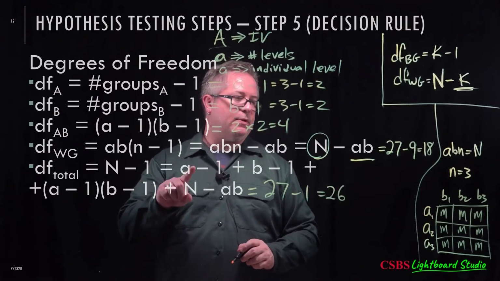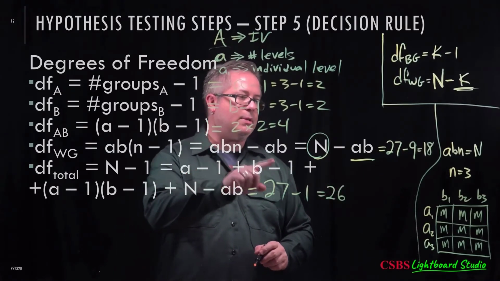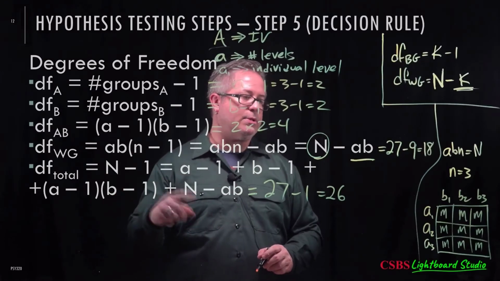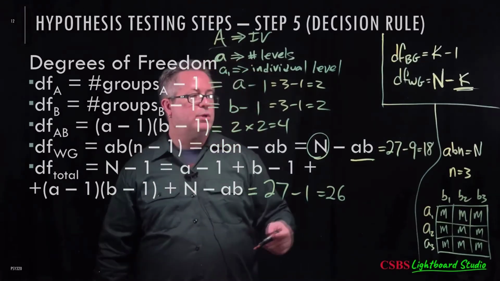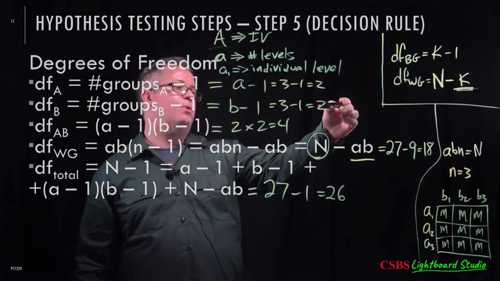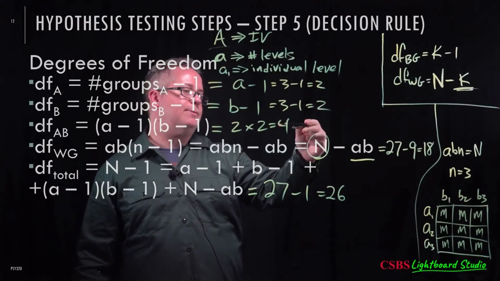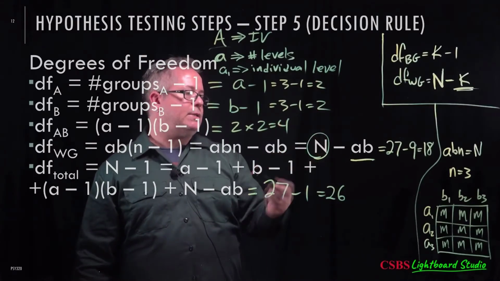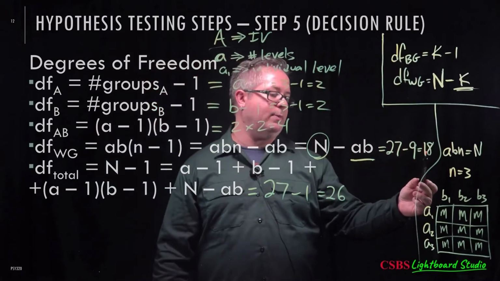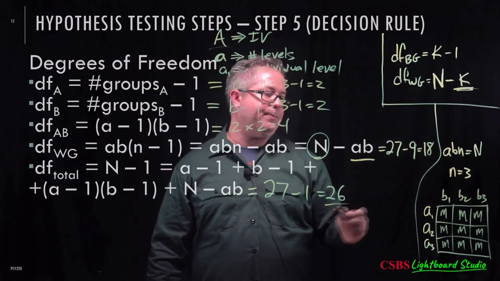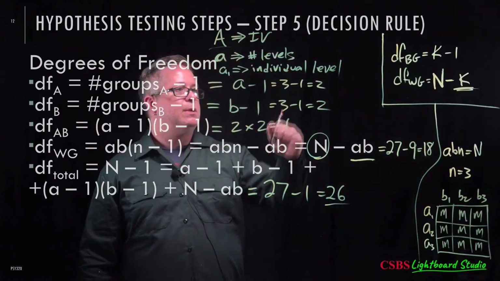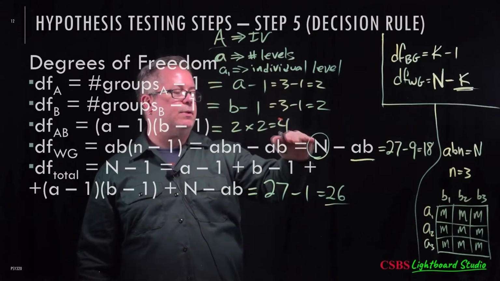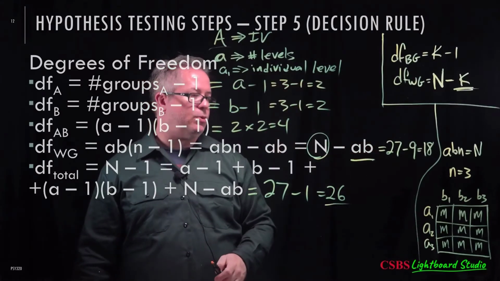And because this says here that degrees of freedom for A plus B plus the interaction plus error should all add up to total, we can check. 2 plus 2 is 4. 4 plus 4 is 8. 8 plus 18 is going to be 26. And so all the degrees of freedom do add up to the total degrees of freedom.